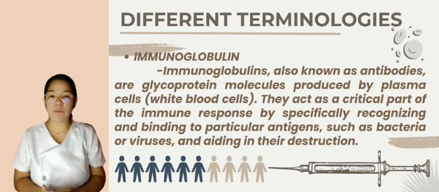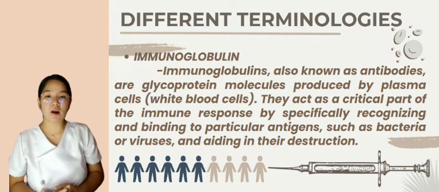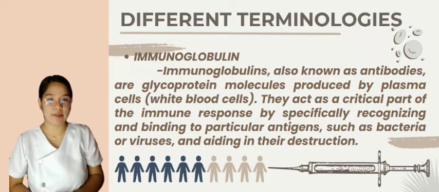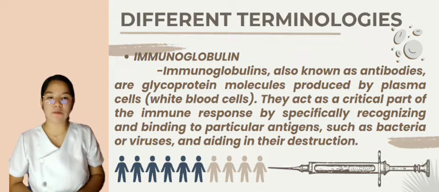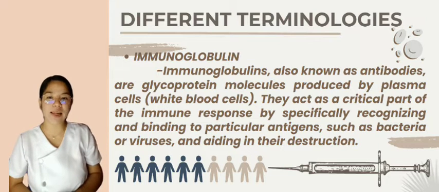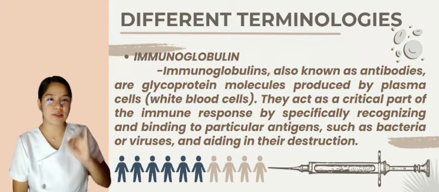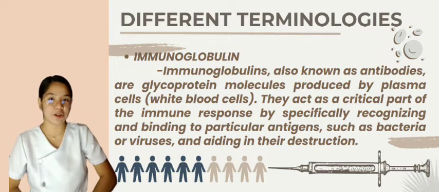Next, we also have immunoglobulins. These are also known as antibodies. These are glycoprotein molecules produced by plasma cells. They act as a critical part of the immune response by specifically recognizing and binding to particular antigens, such as bacteria or viruses, and aiding in their destruction.